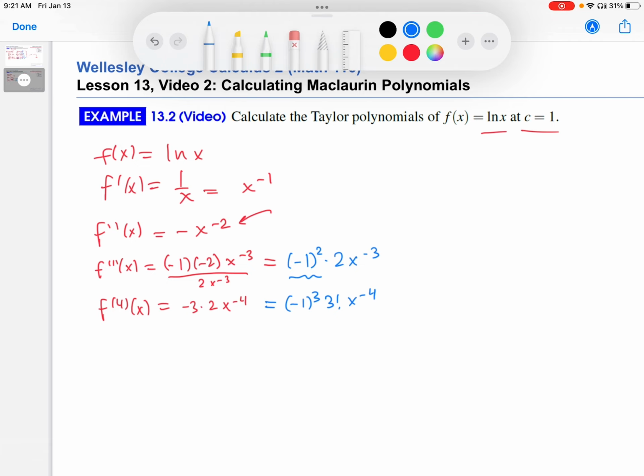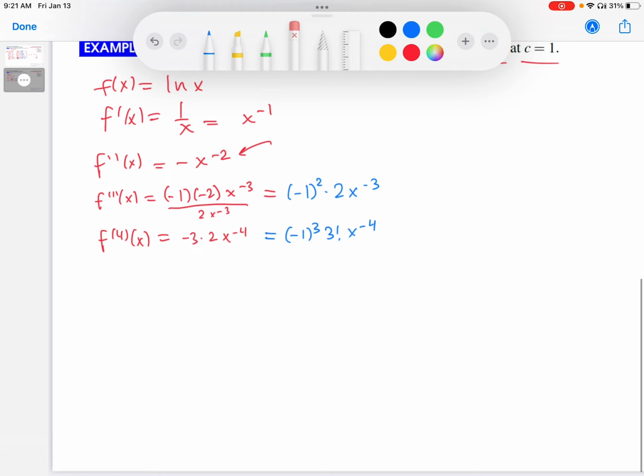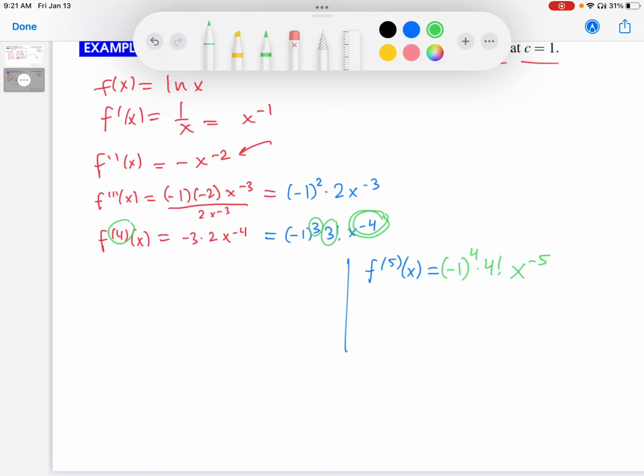At this point, we have enough of a pattern that I think we can predict the next term. So let's do that. Let's predict and then verify. So we predict that the fifth derivative of the function really is going to be, well, let's look at the pattern here. This was a 4, so this was a -4, so we think it's x to the -5. And this was a 4, and here was a 3, 1 less. So maybe -1 to the 4th times 4 factorial. That's our prediction. So let's verify.